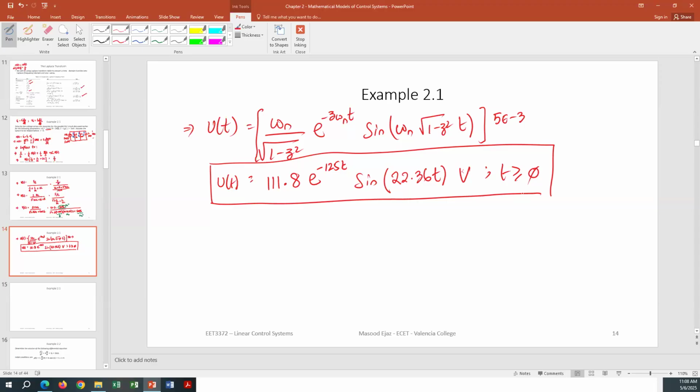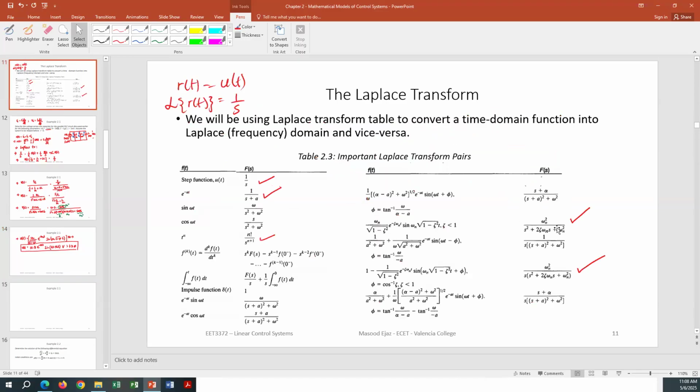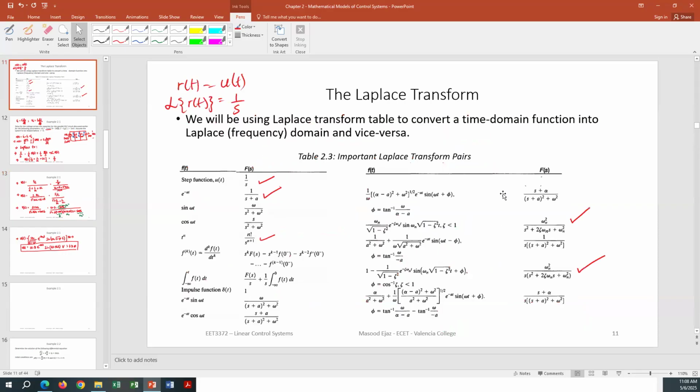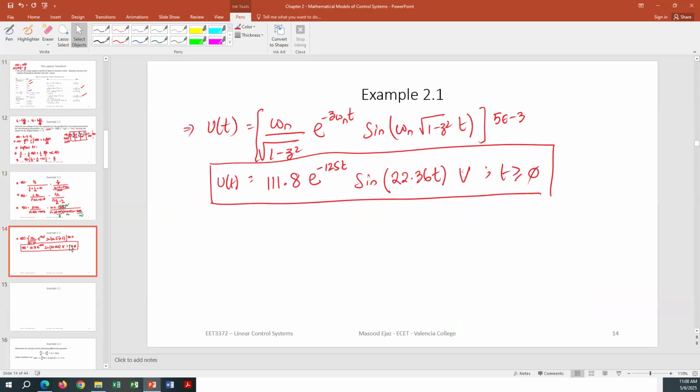So using the Laplace transform table, we found the solution of the voltage. The important thing I showed you is how to write this equation such that you can use the equation given in the table. Our equation is not exactly the same as what is given in the table, but we can morph it into the form that looks like what is given in the table. So this is if you want to use the table. I'm going to show you how to do it if you don't want to use the table. Yes?